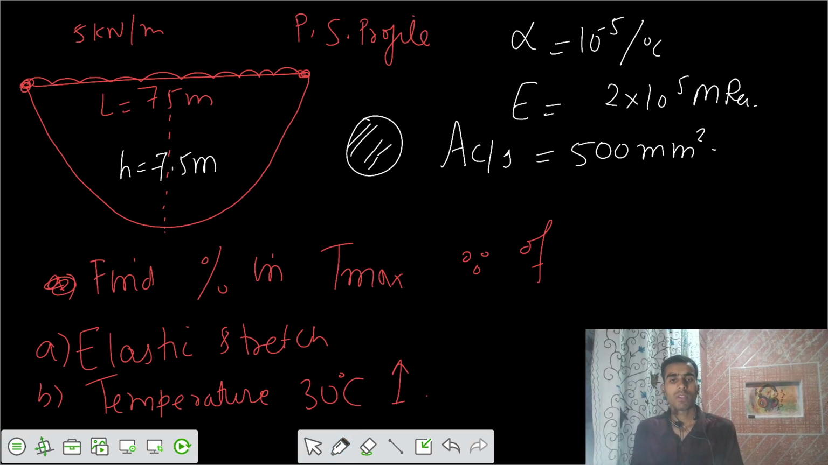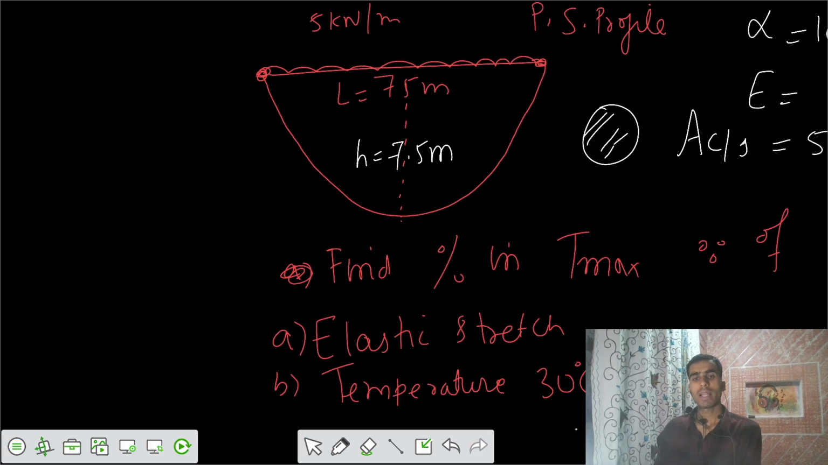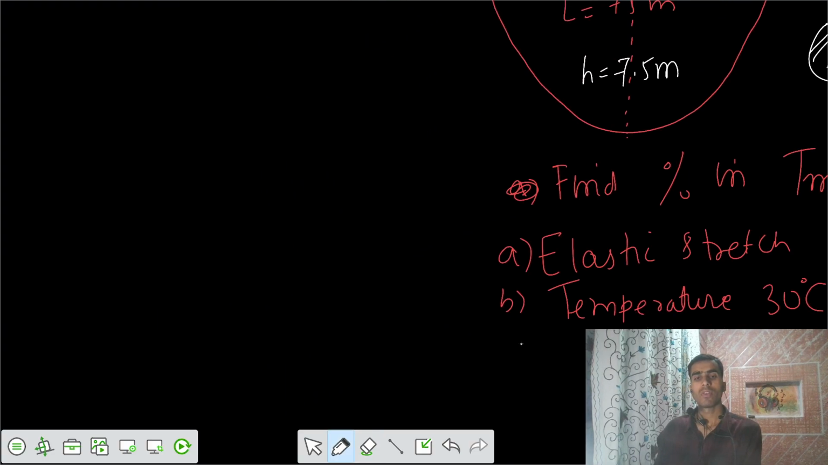Now let's go for the first case. Because of elastic stretch, we say your cable length would get increased, and because the cable length gets increased, sag would get increased, and because of sag, horizontal reaction gets decreased, and because of horizontal reaction, your Tmax gets reduced. So this is the profile of the solution. So let's go for the solution now. What is the change in length because of the elastic stretch? Do you know the equation?